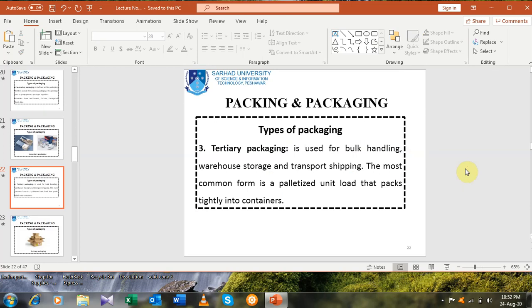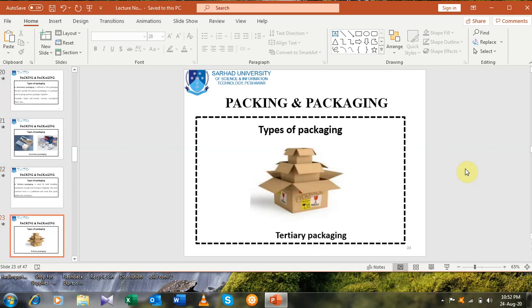The third type is used for bulk handling and warehouse storage for large quantities of the product, and during transportation and shipping. The most common form is a palletized unit that packs tightly into a container, and this type of packaging material is termed as tertiary packaging. You can see the tertiary packaging on the screen.